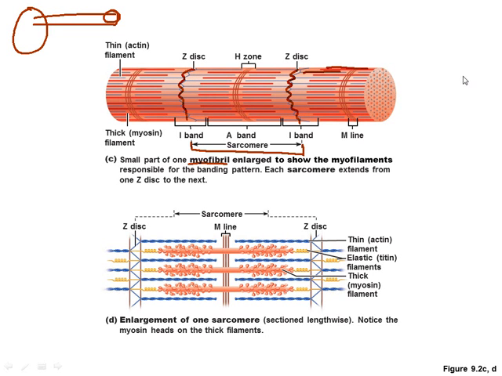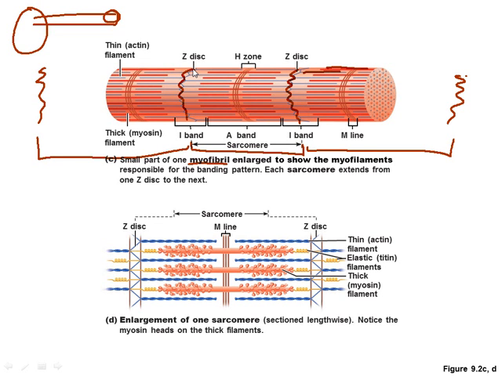There'll be another Z disc here. So that's another sarcomere. There'll be another Z disc over here. That will be another sarcomere. I don't want you to worry about M lines, A bands, I bands, or H zones. I don't want you to know in that kind of detail. I want you to know that Z disc to Z disc is the sarcomere.